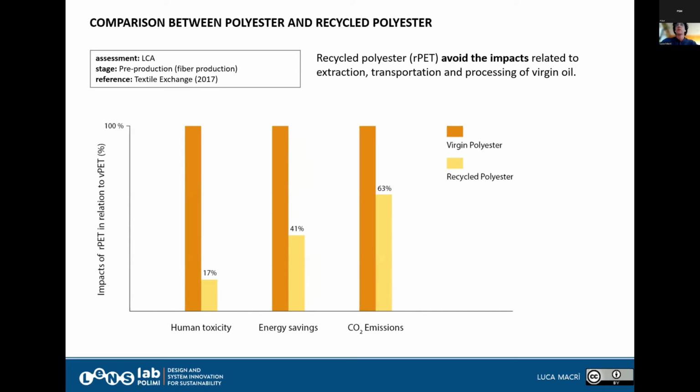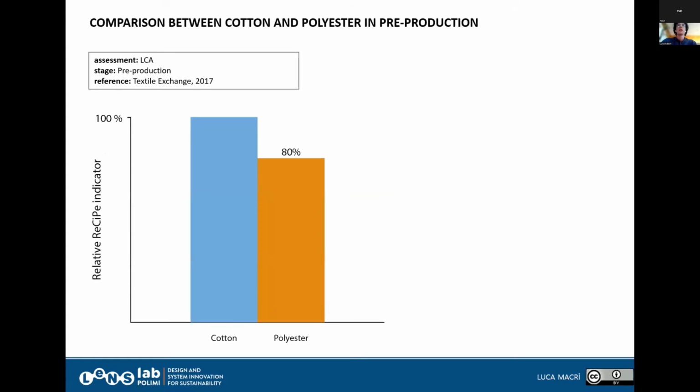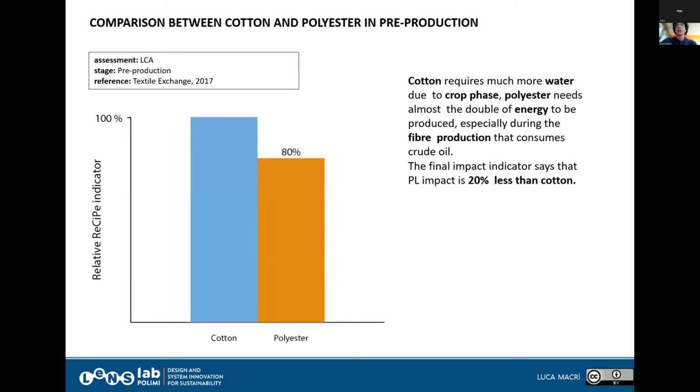Back to polyester. So the recycled is avoiding impact, obviously related to the extraction, transportation, and processing of virgin oil. So we are not starting from scratch with recycled polyester. We are avoiding a lot of effort in the pre-production because we are starting from recycling the virgin polyester. So, and now we bring the two together, cotton and polyester. And what you see here is a final indicator, as we were discussing before, the total impact indicator. And you see we have polyester with 20% less than cotton.